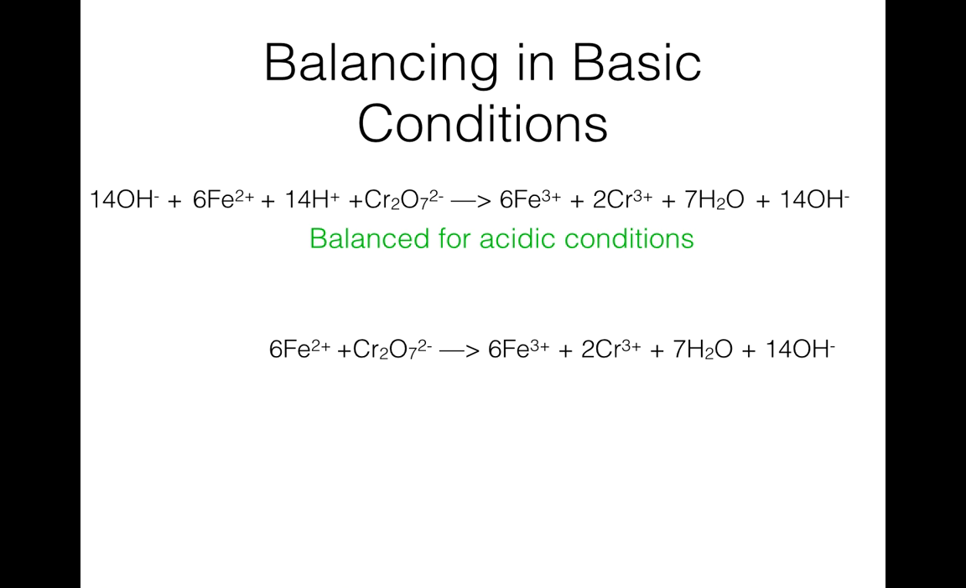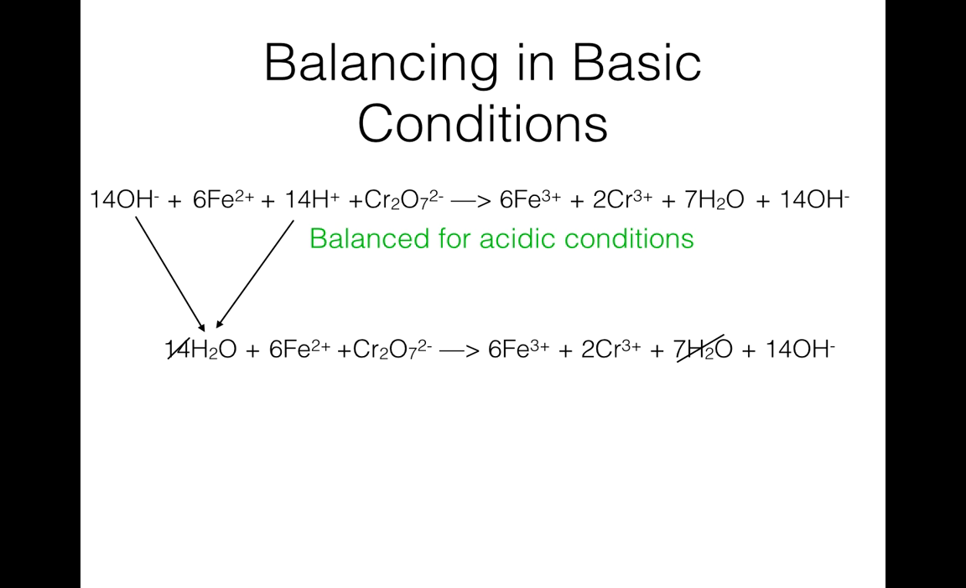Instead of writing hydroxides and H pluses on the reactant side, we're going to combine the hydroxide and H plus that we put there. And when they neutralize, they form water. So 14 hydroxides and 14 H plus are going to combine to form 14 water molecules. So at this point, we've successfully gotten rid of our H plus, and now because we have 14 hydroxides on the product side, we now have basic conditions.